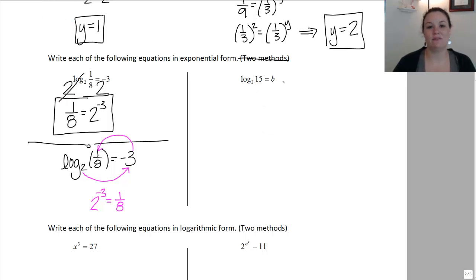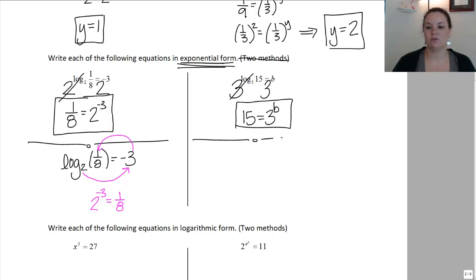I have log base 3 of 15 equals b. So again, to get rid of log base 3, I'm going to use exponential base 3. My 3 and my log base 3 cancel, so I'm left with 15 is equal to 3 to the b power. And again, I'm not actually solving here. They just want me to write it in exponential form. Okay, so I'm just going to leave it like that.